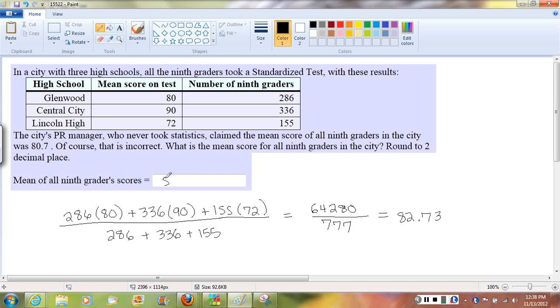82.73. So interesting to note that when we do this calculation in the correct way, it actually would make the PR manager's job easier because the average score is going up here due to the fact that more students were in the school with the average score of 90 than were in the school with the average score of 72. So the actual average score for the city is 82.73.